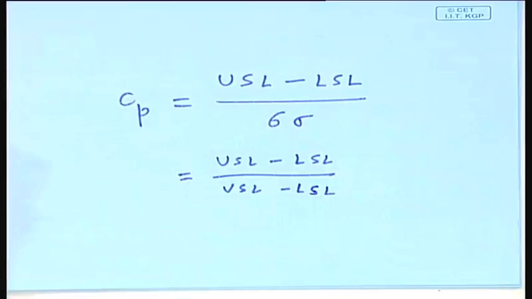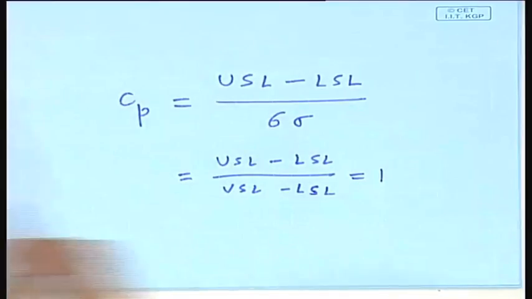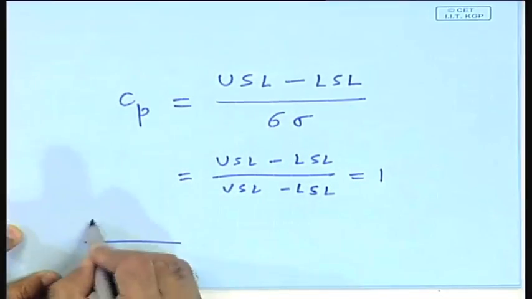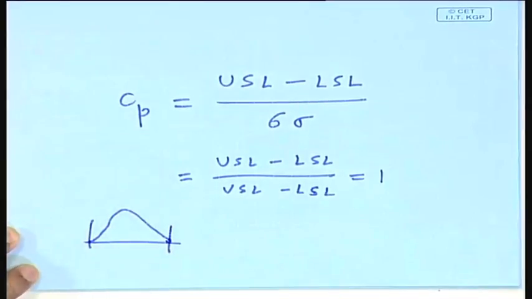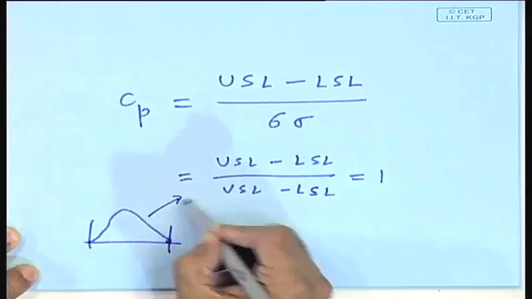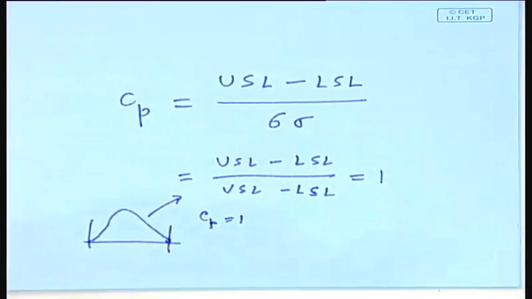And this turns out to be a very neat formula. This gives me a Cp equal to 1. Now this is the process for the tolerance and the distribution of the process, they match exactly. This process has a Cp equal to 1. Is this a safe process?